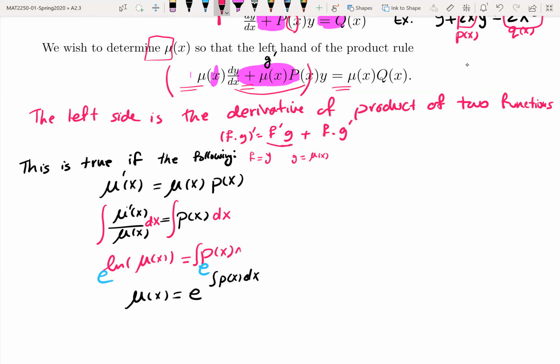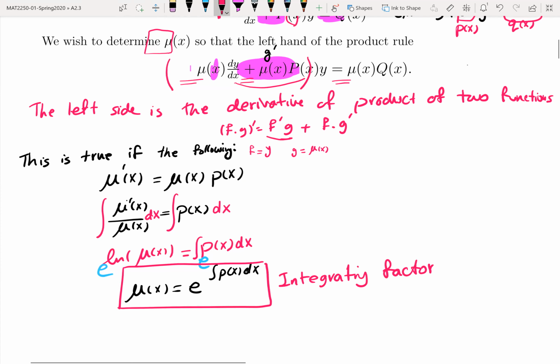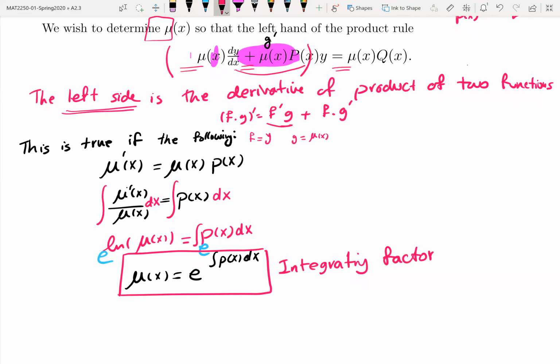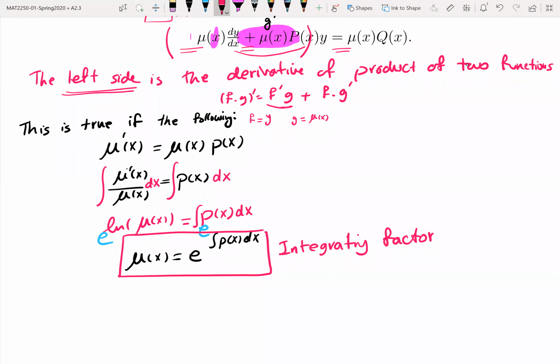Okay, and that's exactly what we call the integrating factor. So from the beginning I didn't know what mu was, and then by assuming the left side is going to be the derivative of the product of two functions, I formulated mu to be in this form, and that's just really what we need for the steps. So if the left side is going to be the derivative, I'm just going to rewrite my left side.